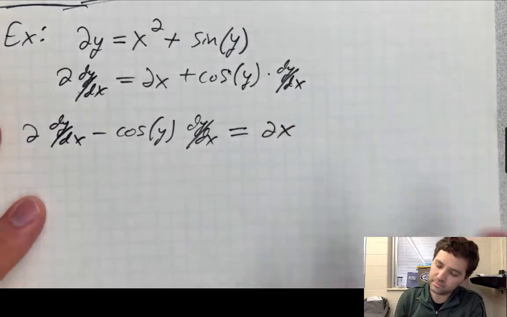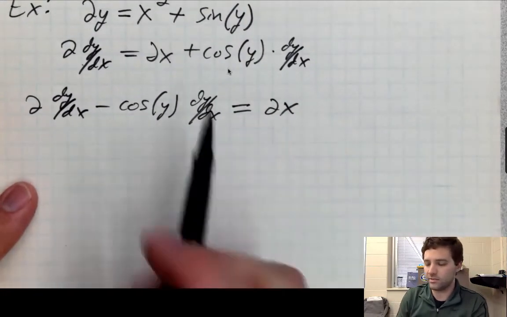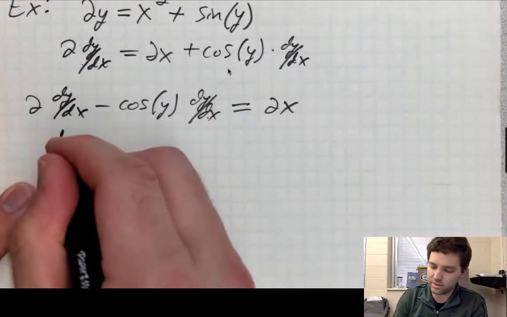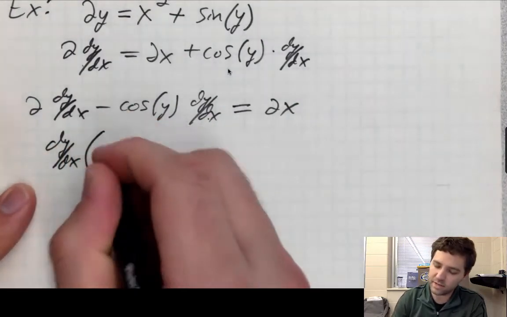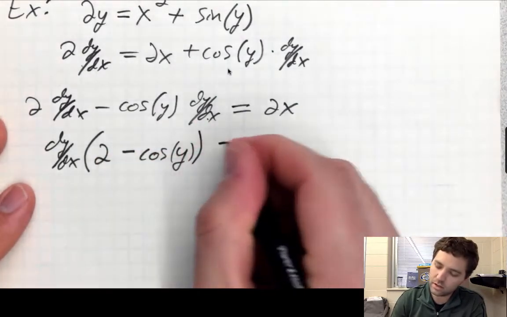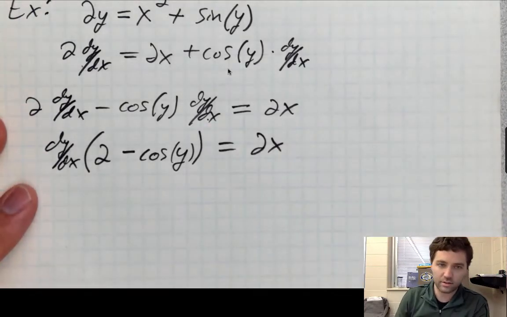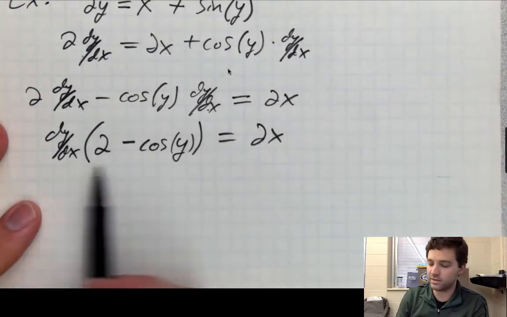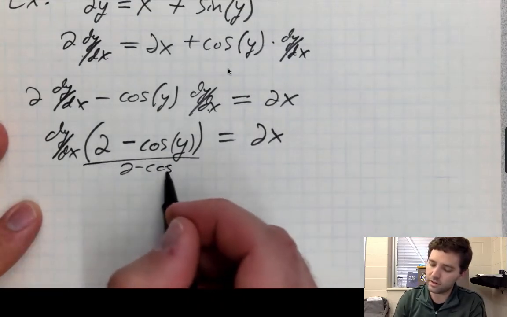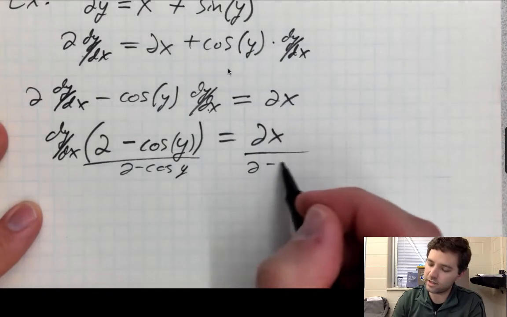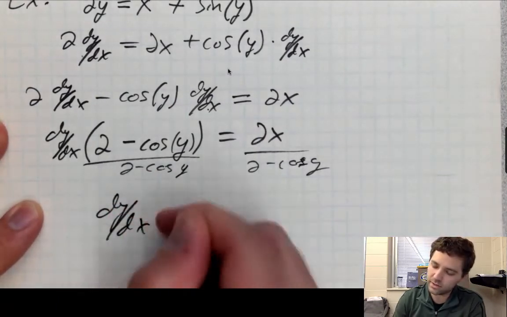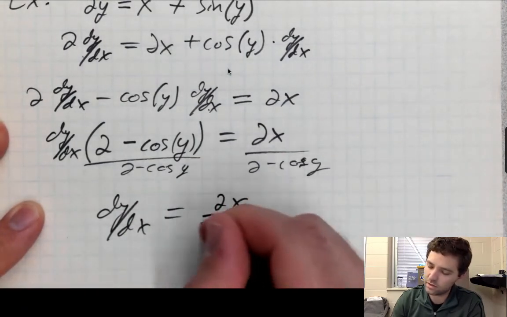equals 2x. Okay? Then I'm going to divide out the dy dx from both terms. So factor out the dy dx from both terms like this, dy dx times, and I'll be left with 2 minus cosine of y equals 2x. Finally, I'm going to divide both sides by this expression to get dy dx by itself. So if I divide by 2 minus cosine y, this is what I get. Dy dx is equal to 2x over 2 minus cosine y.